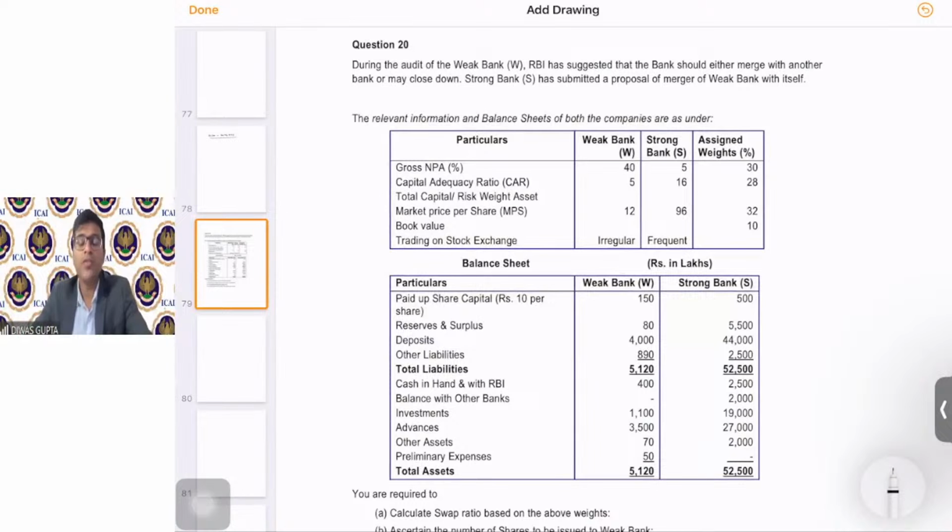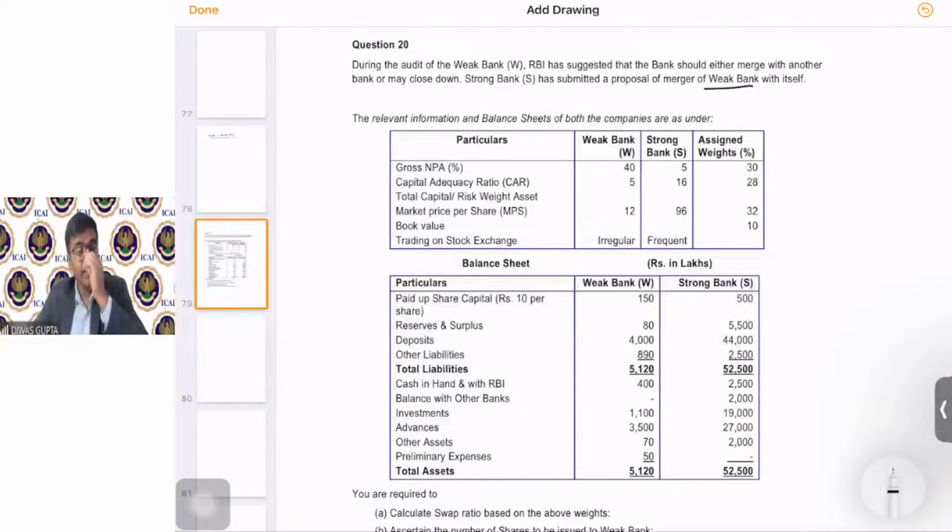During the audit of the weak bank, RBI has suggested that the bank should either merge with another bank or may close down soon. Strong Bank has submitted a proposal of merger of weak bank with itself. Now, there are two banks that they're talking about. One is the weak bank, which is planning to get merged with the strong bank, and strong bank has submitted a proposal around it. The relevant information and balance sheet of both the companies are as under.